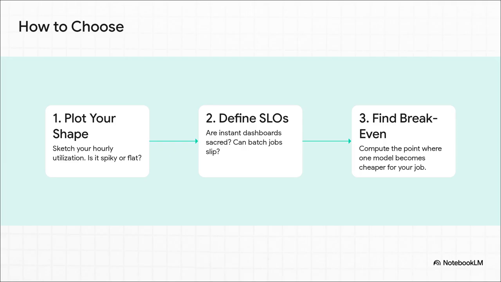It's just 3 steps. First, just pull up your usage from the last week. What's the shape? Is it all over the place, or is it pretty steady? Second, what do you need it to do? Are your SLOs super demanding? And third, you can do a quick back-of-the-napkin calculation to see where one model starts getting cheaper than the other.